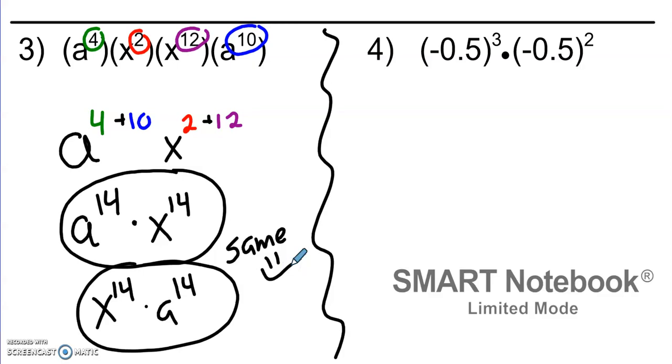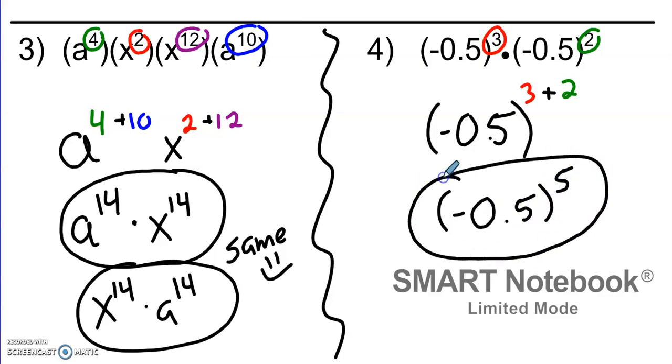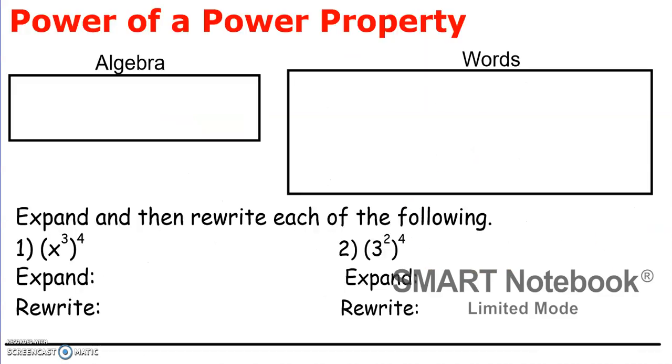Nice job. All right, number 4 on the right-hand side, I only have one base here. I have the base of negative 0.5, getting raised to the 3rd, and then getting raised to the 2nd. Since we're multiplying the same base, we're going to add the exponents. So we get a final total of negative 0.5, all raised to the 5th power. Nice job, y'all. All right, let's move on.